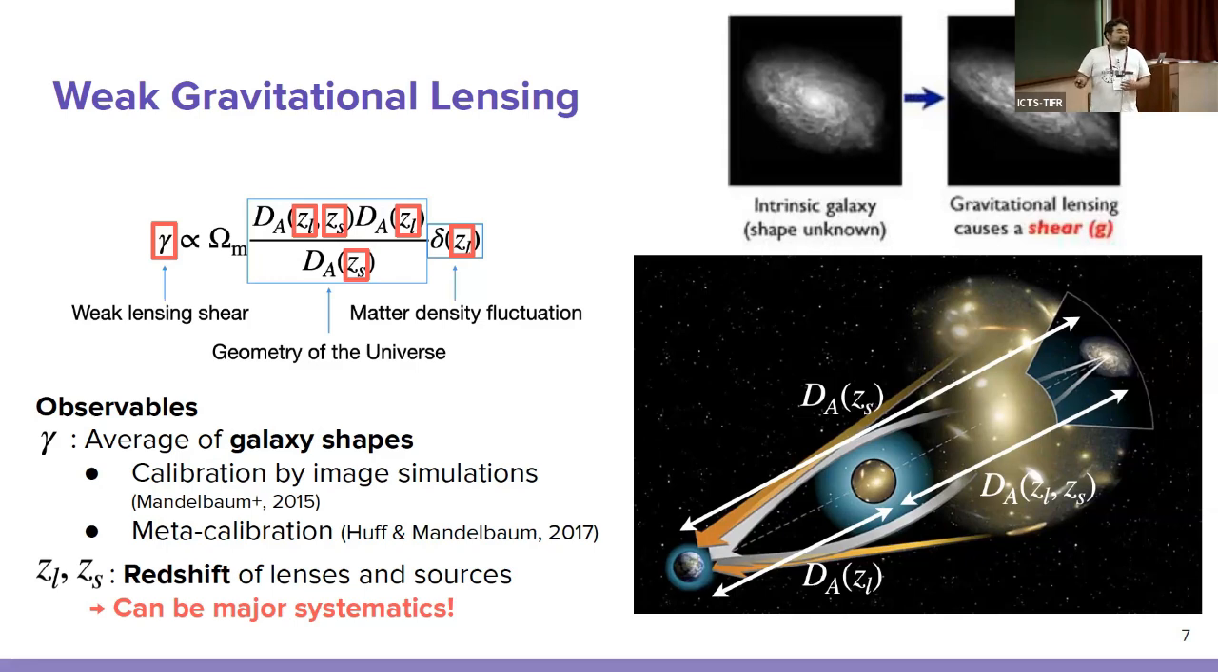We have to do a lot of things still for LSST, but we are more comfortable about the shape measurement part. And the other observable is redshift. Especially if we use photometric data to estimate a redshift, it is called a photometric redshift.